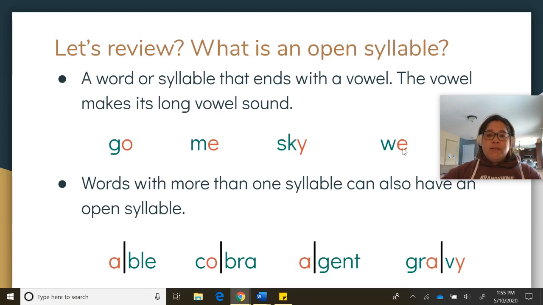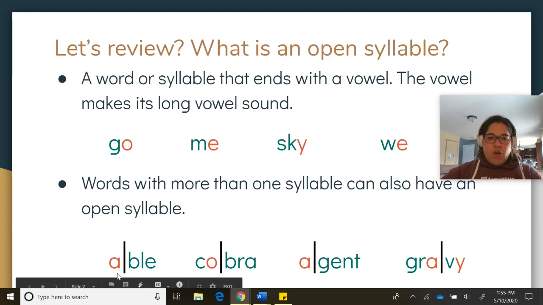Words with more than one syllable can also have an open syllable. Let's take a look at some examples. First one, this is an open syllable. It ends with a vowel and it makes the long A sound. A, bowl, able. Next one, this right here is your open syllable. It ends with a vowel and it makes the long O sound.